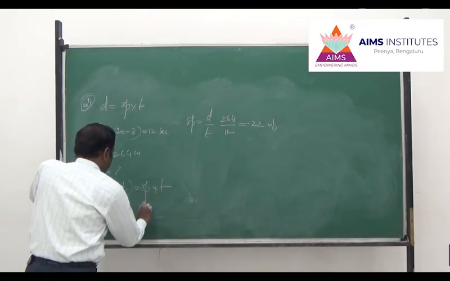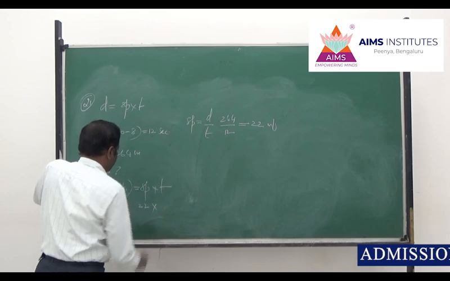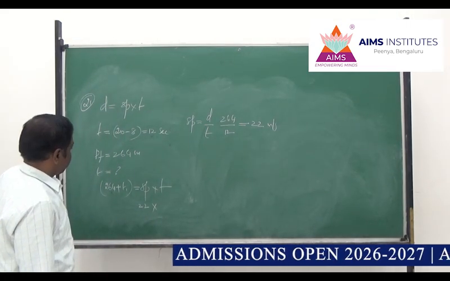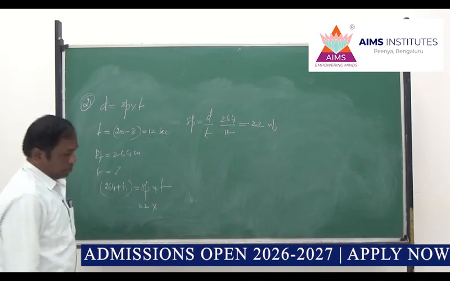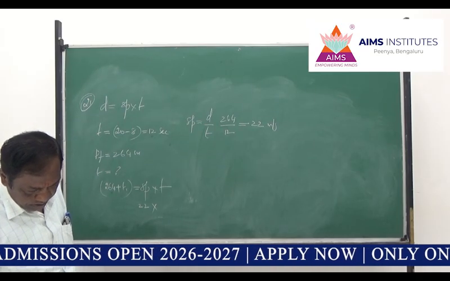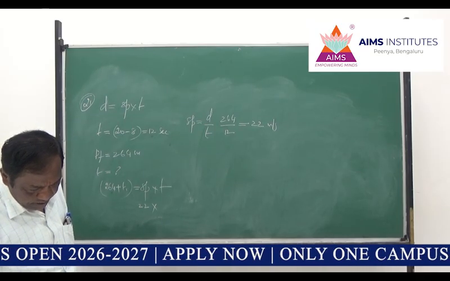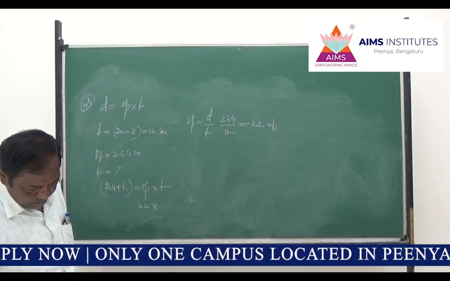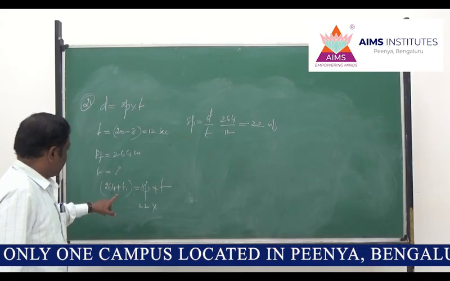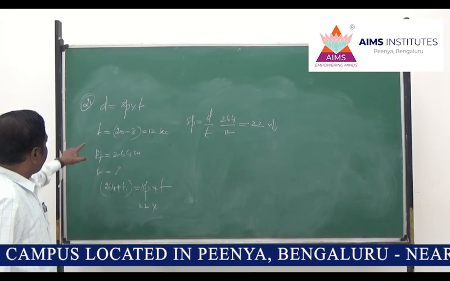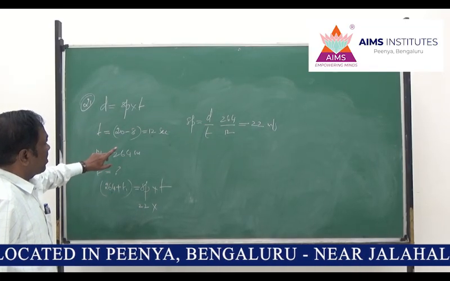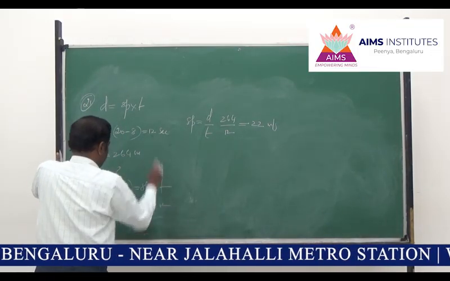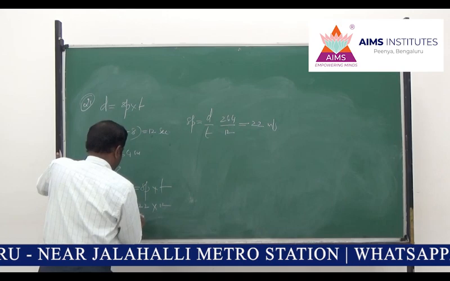Now 22 meters per second into time. How much time is taken? I think still it is not sufficient. Speed into time. Again, you need time. Time is what? 12 seconds. 12 seconds you can take. Right. Now we can multiply it.